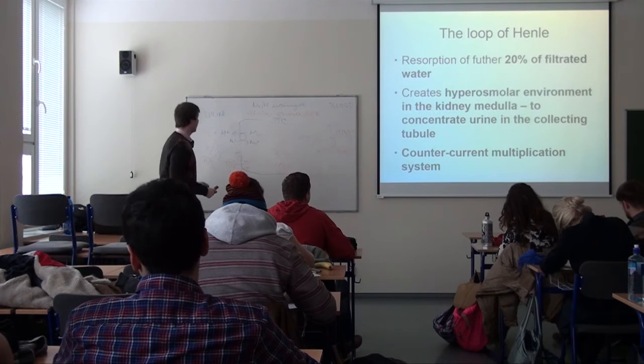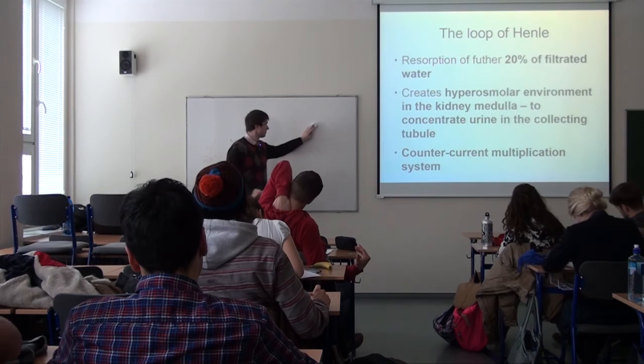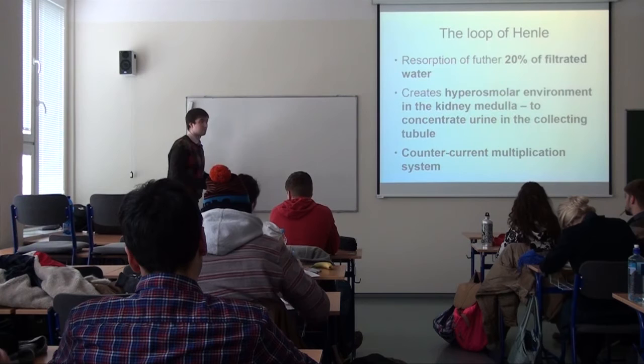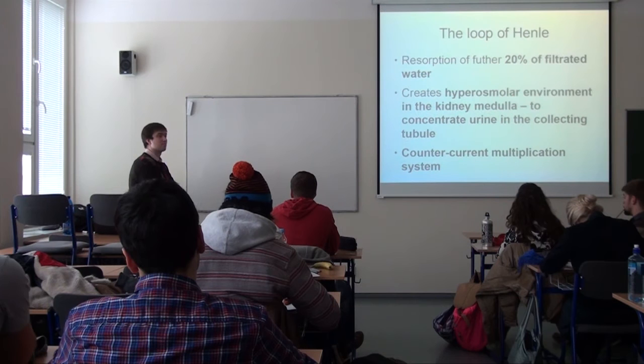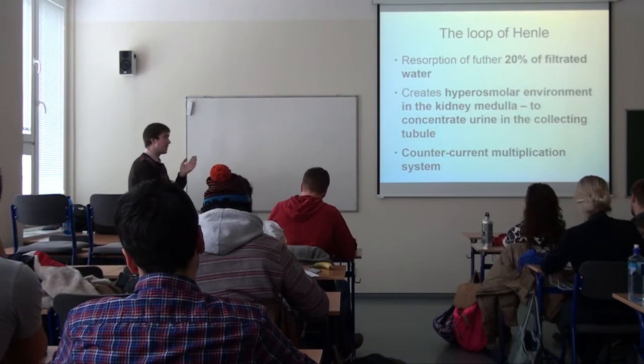The loop of Henle. So what do you know about the Henle's loop? Hypertonic and loose tissue. Mm-hmm. Ascending and descending part. Yes, so the loop of Henle consists of two limbs. Yes, the descending limb and the ascending limb, or ascending part and descending part.